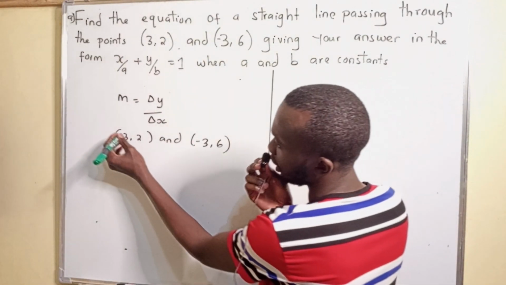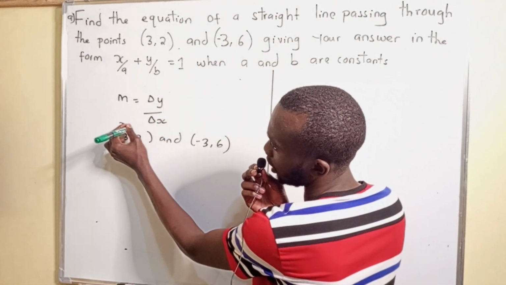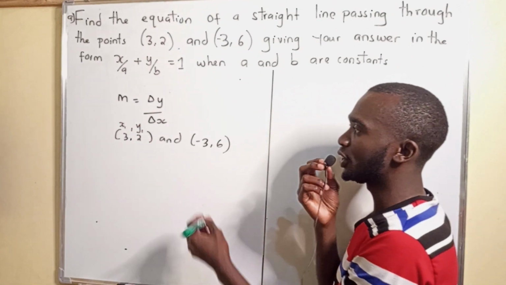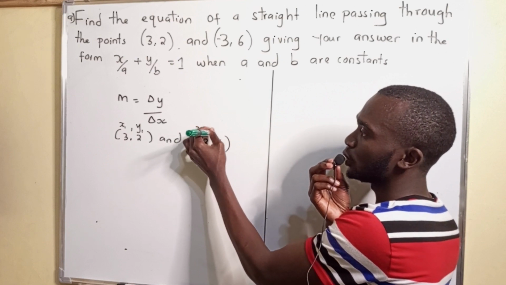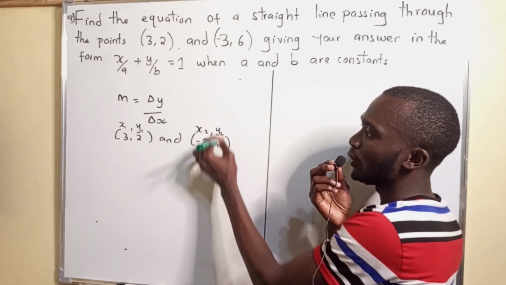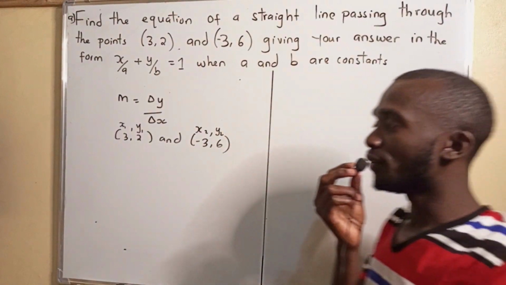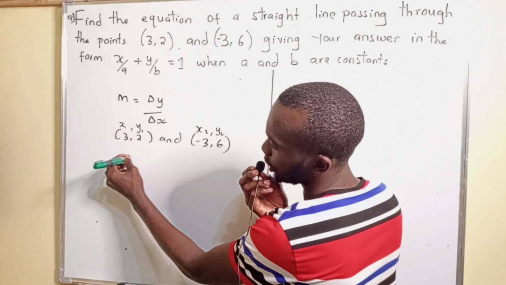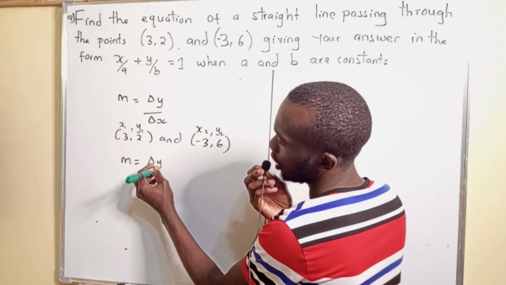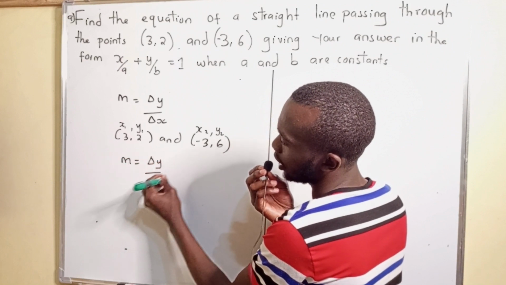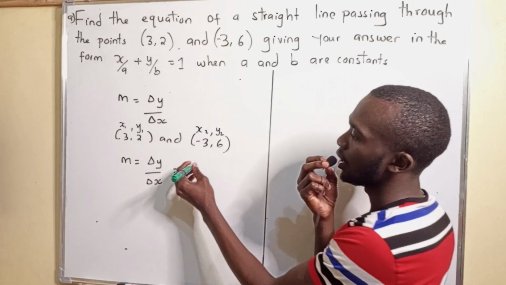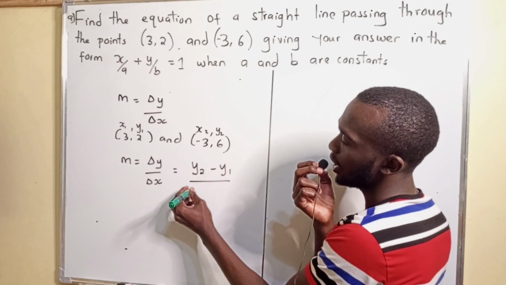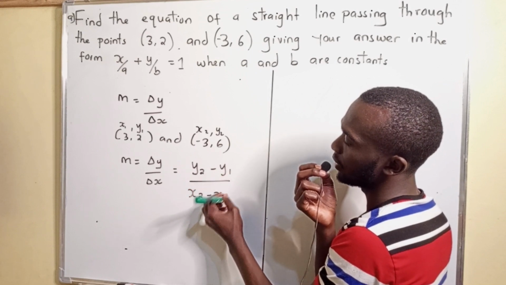I assume this one is my first x coordinate, x1, and this one is my first y coordinate, y1. In the second point, this is my second x coordinate, x2, and this is y2, the second y coordinate. Now the gradient of this line is the change in y over the change in x, which is y2 minus y1 over x2 minus x1.